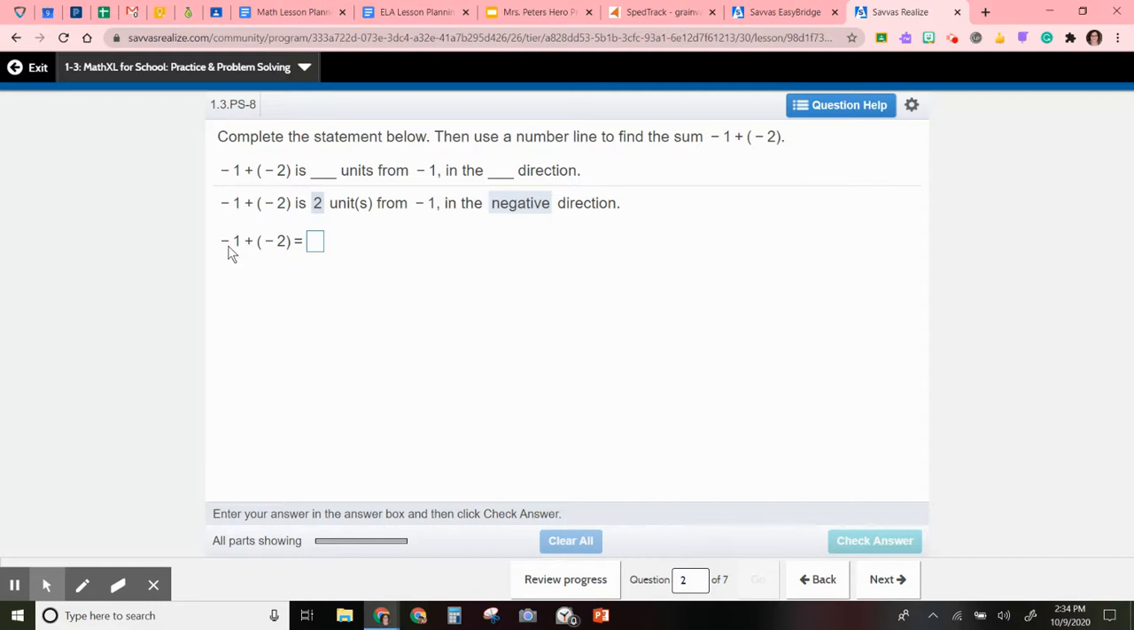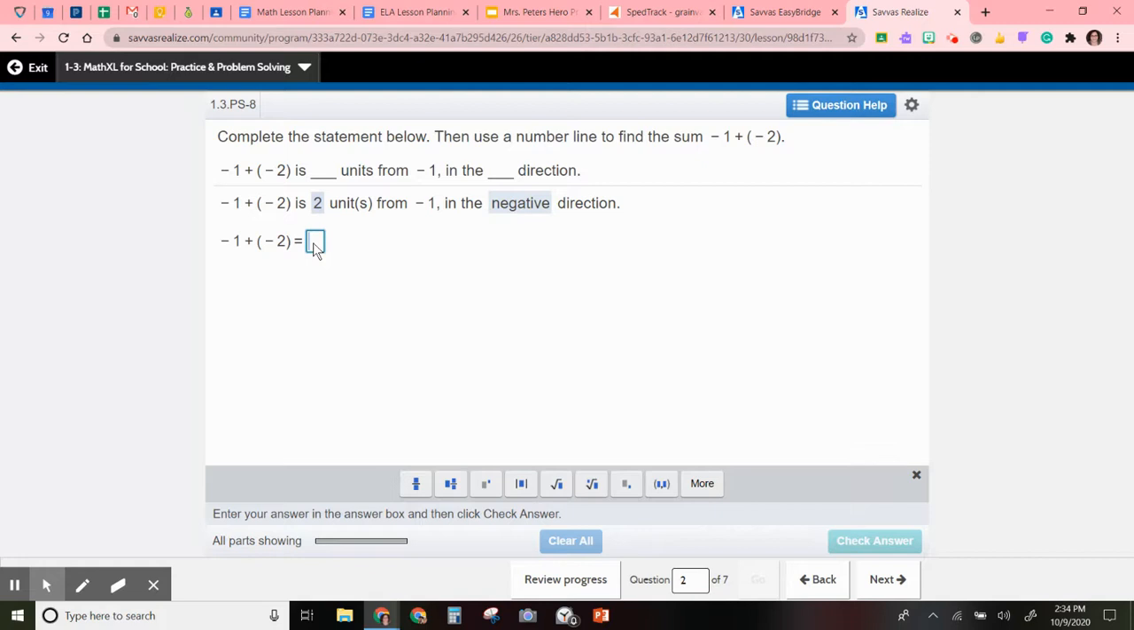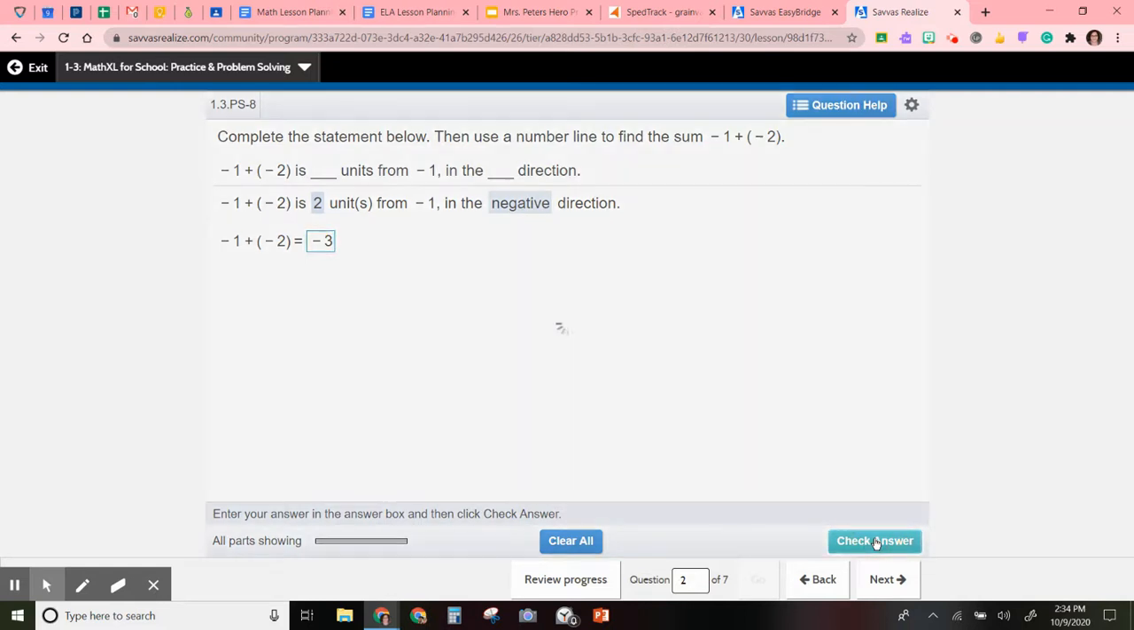And if we have -1 plus -2, when the signs are the same, we leave them the same. So we know that this is going to be a negative number. And then we just add. 1 plus 2 is 3. So -1 plus -2 is -3.